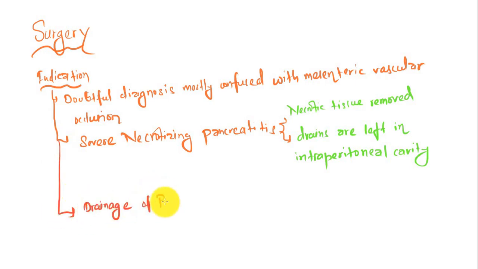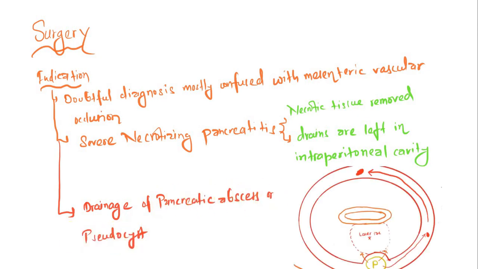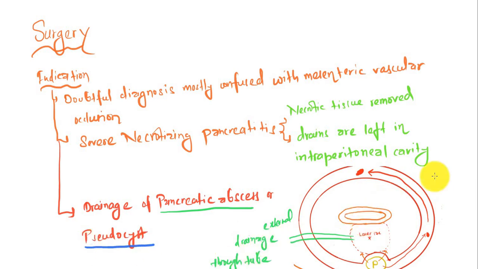Drainage of pancreatic abscess or pseudocyst. For pancreatic abscess, the drainage is performed externally through a tube, and for pseudocyst there is an internal drainage inside the stomach. So this is all about acute pancreatitis.